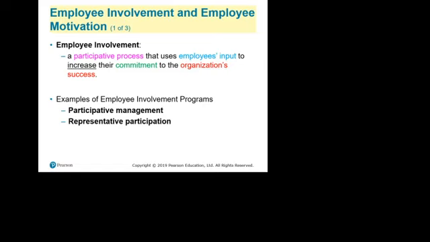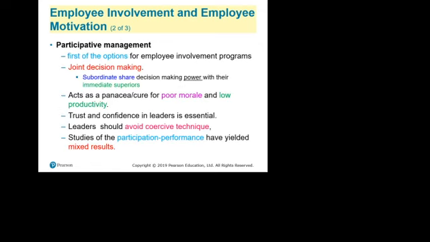There are many types of programs involving employee involvement, such as participative management and representative participation. In participative management, employees are jointly involved in decision making with their immediate supervisor, sharing decision-making power with their supervisor. That is what is meant by participative management. It could act as a cure for poor morale or low productivity. This is one way to increase employee morale and productivity, by encouraging them to participate in management, in making decisions, or in any management activities.